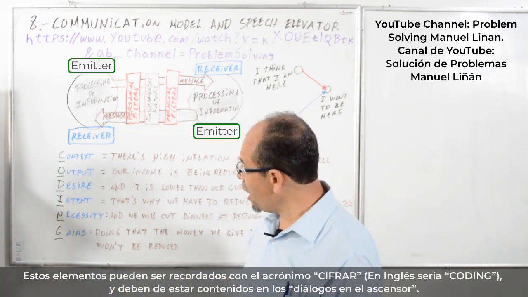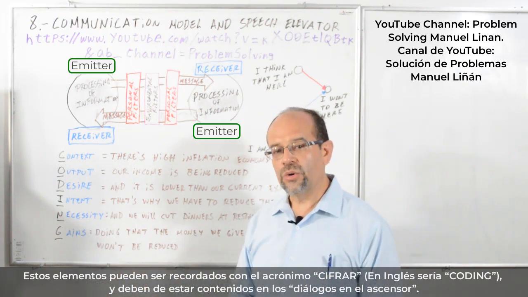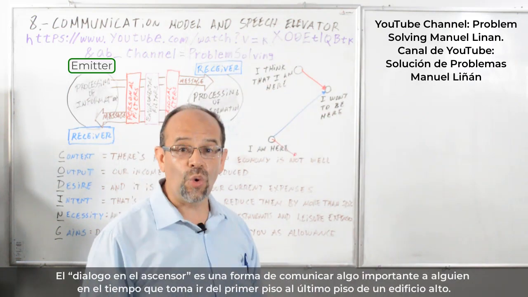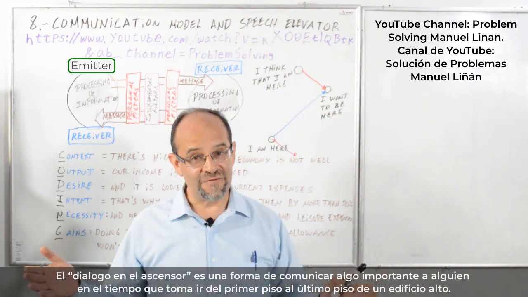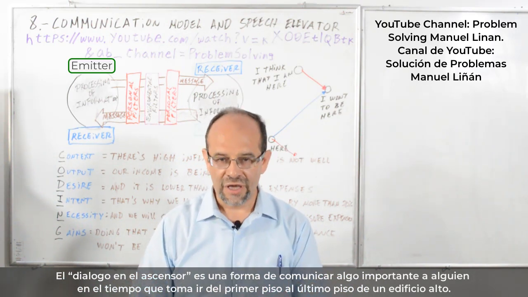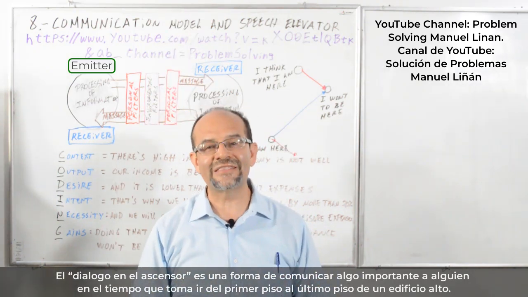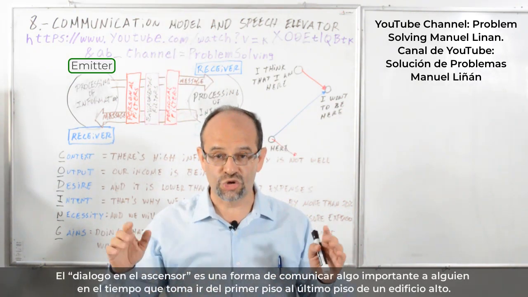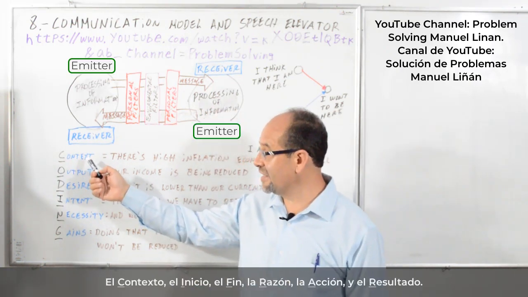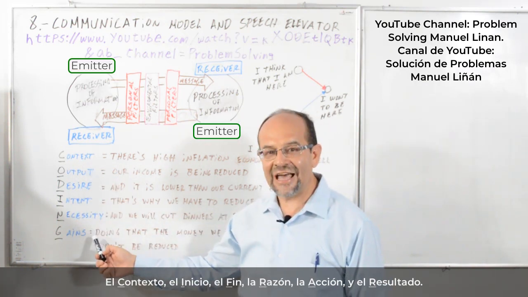So we are talking about the CODING acronym when we are doing a speech elevator. A speech elevator is one technique to communicate in very few seconds, only the seconds that it takes from going from the first floor to the top of a tall building. But you have that time to communicate something important to someone. Then, the elements are the context, the output, the desire, the intent, the necessity, and the gains.